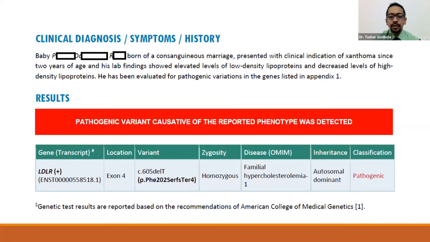So if you have one copy that is faulty, you get the heterozygous variety of hypercholesterolemia that is present in the parents. Unfortunately, both the parents are carrying the same gene, so the child has the most severe form, also called the homozygous variety of familial hypercholesterolemia.